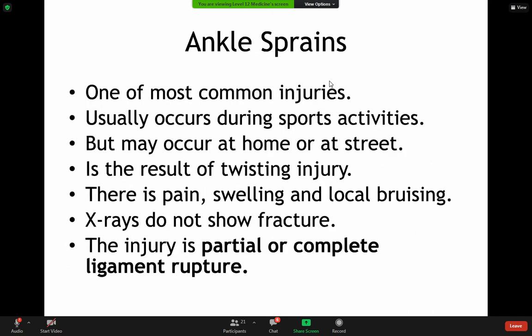Okay, now moving on to ankle sprains. Ankle sprains are one of the most common injuries, usually occurring during sporting activities, but may occur at home or on the street if the patient twists their ankle. It is the result of a twisting injury. There is pain, swelling, and local bruising usually. X-rays don't show a fracture. The injury is partial or complete ligament rupture.